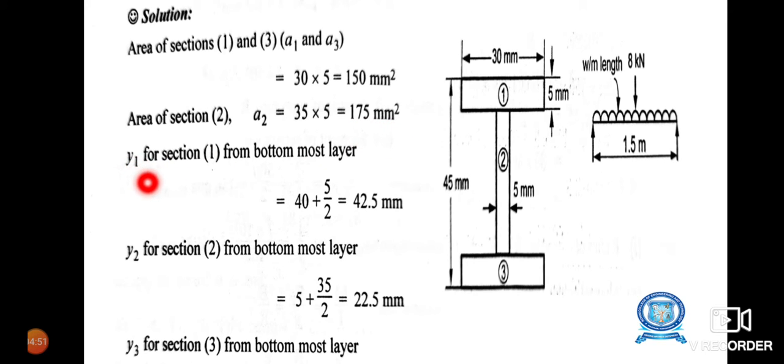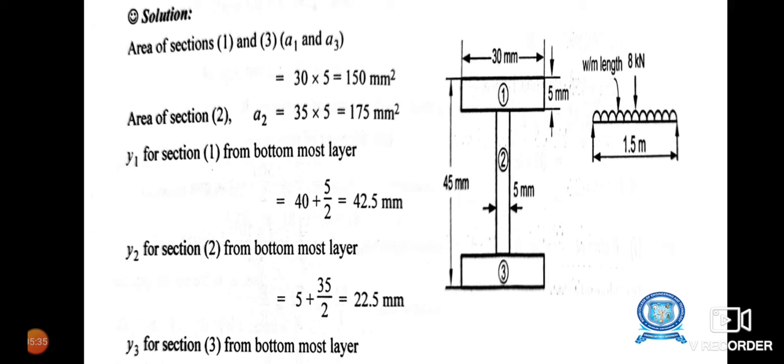Next we find y1 for section 1 from the bottommost layer. So that is y1. We have calculated from the bottommost layer: 40 plus 5 divided by 2, that is, 40 height plus 5 divided by 2, which is equal to 42.5 mm. Next, y2 for section 2 from the bottommost layer: 5 plus 35 divided by 2, the height being 35, is equal to 22.5 mm.